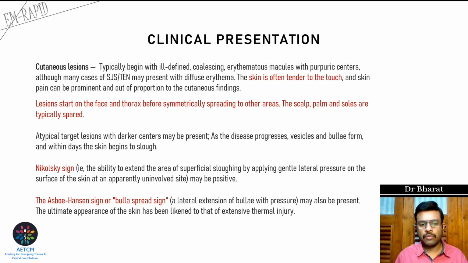Then Asboe-Hansen sign, or bulla spread sign, is similar. It means that if you exert lateral pressure over a bulla, you can extend the bulla's area by involving the nearby unaffected skin areas. The ultimate appearance of an SJS/TEN patient is similar to a patient having extensive thermal burns.